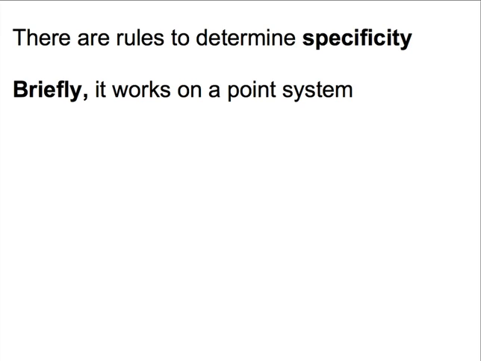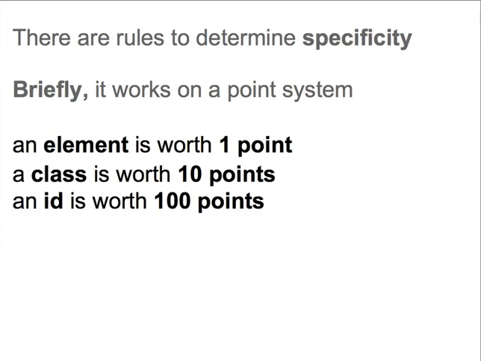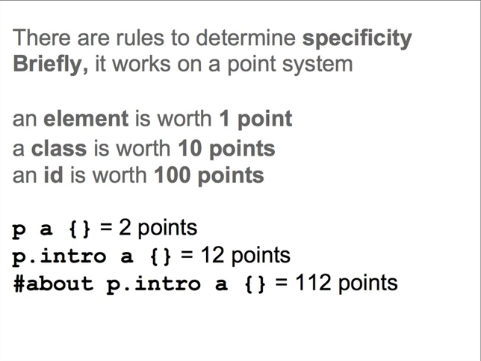Fortunately, this isn't just use your intuition and pick which one looks the most specific. There's a point system. The point system says an element selector is worth 1 point, a class selector is worth 10 points, and an ID selector is worth 100 points. So for instance, a p space a selector is 2 points. p.intro space a is 12 points. Here we have 2 element selectors and 1 class selector, so 1 plus 1 plus 10 is 12. This last example is the same except that we've added an ID selector, so we have 112 points. Notice that it's significantly more powerful than the selector above it.